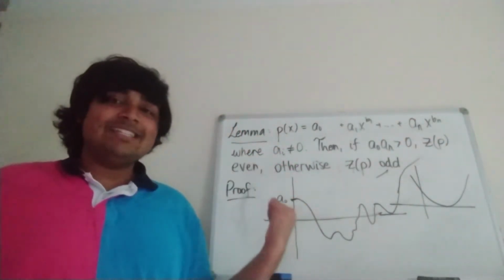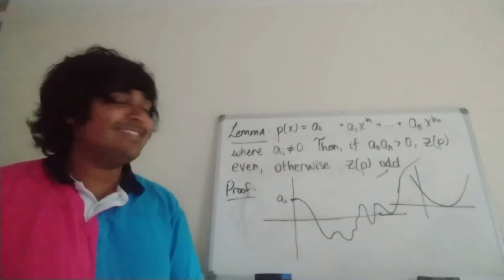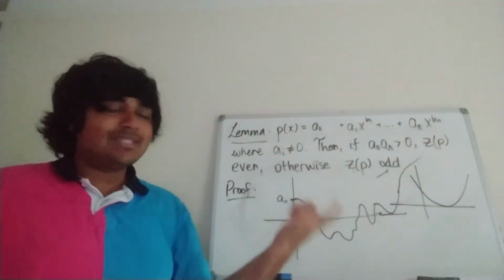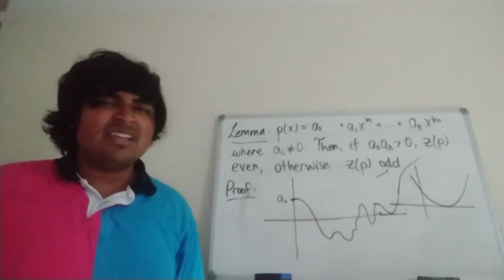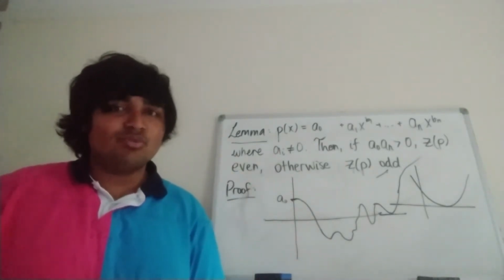Okay, so Z of P is even in the case a0 and an are positive, and it's very similar in the case when they're both negative, and in the case where one's positive and one's negative, you'll see that Z of P is odd. Anyway, that's a bit of a sketch proof. Now let's get on to the main proof of Descartes' Rule of Signs.